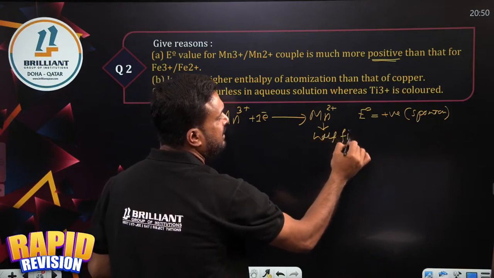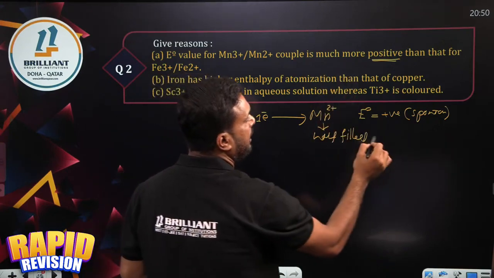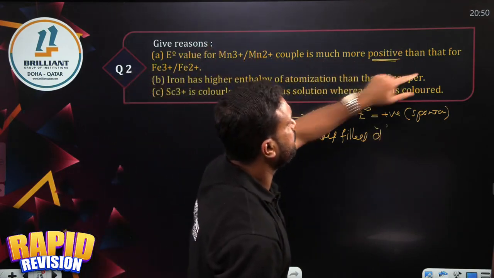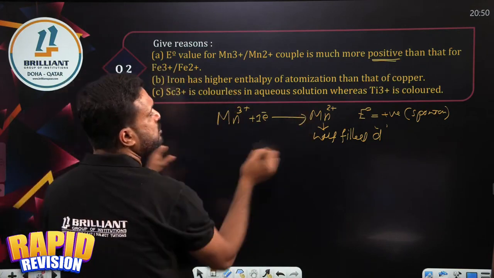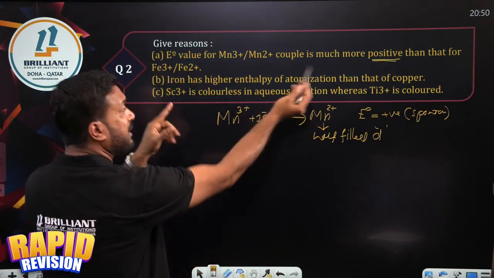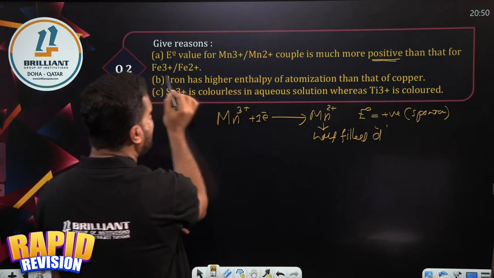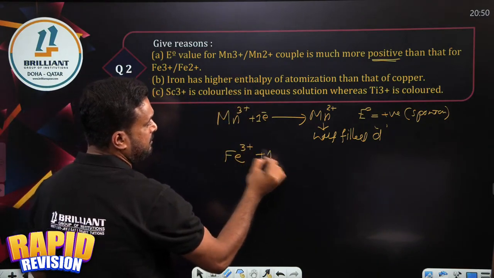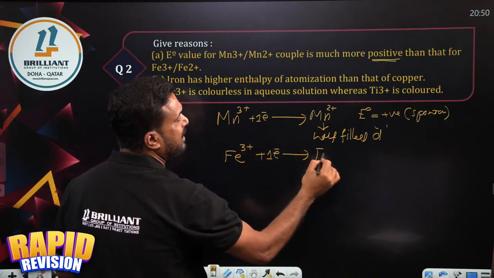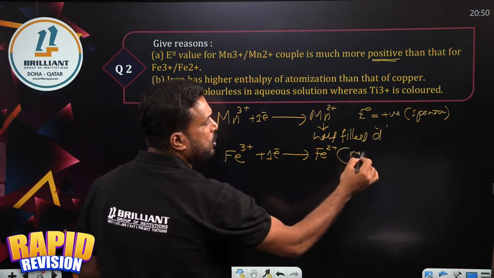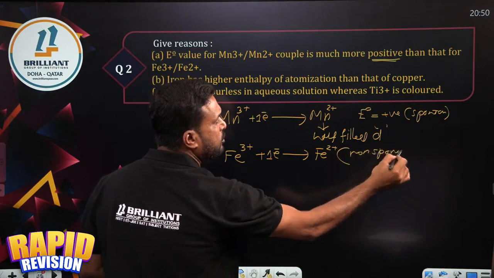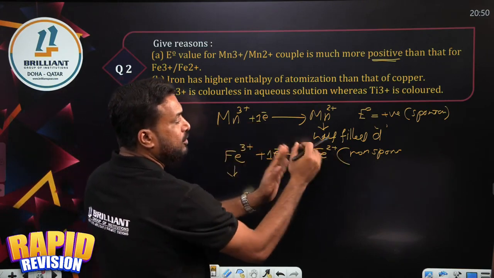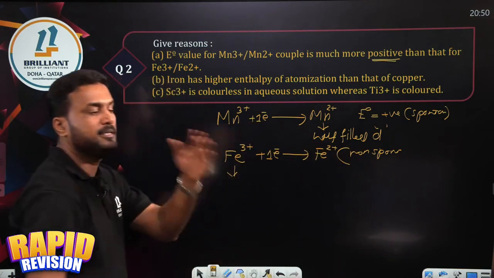But the question they are asking in a different way. That's why I put this one, half-filled d orbital. So the Mn3+ to Mn2+ couple is much more positive. But at the same time, for Fe3+ to Fe2+, they are saying it will not go. Much more positive than this one, this one it will not. Why? Because when Fe3+ accepts one electron and is converted to Fe2+, this is non-spontaneous. Why non-spontaneous? Because Fe3+ is more stable. So from a stable state, it will not be ready to transfer to Fe2+.